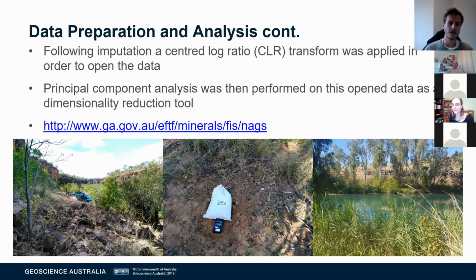All of these are available as PDF maps associated with the data reports, and all the data associated with principal components and these CLR transforms are also available, and that's the link there. But you can also just Google Geoscience Australia and NAGS, and that should bring you to that page as well.